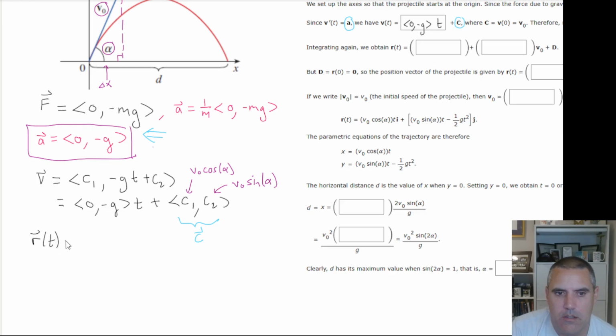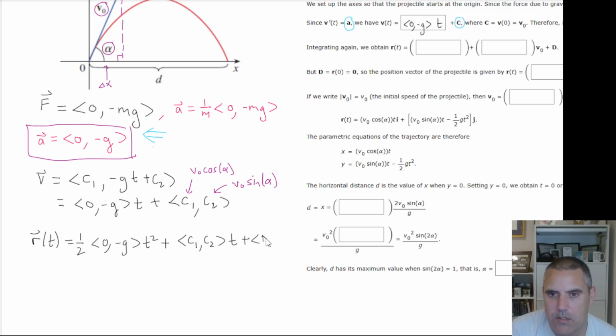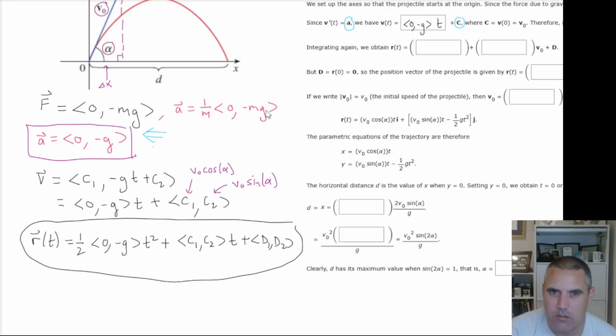R of t, you're going to get 1/2, and you can even just leave this in this vector form. This is what I do when I'm programming this in Desmos. And then I write plus, I take whatever these constants are, C1, C2, t, plus the location, D1, D2. So that's the general setup, and they were just talking you through it, making you think about the vectors.